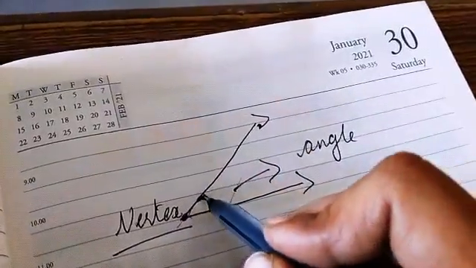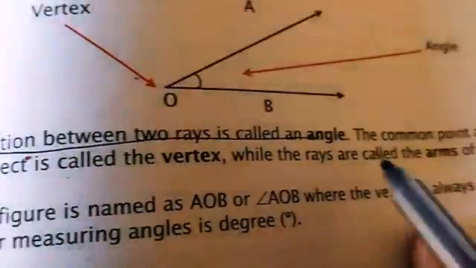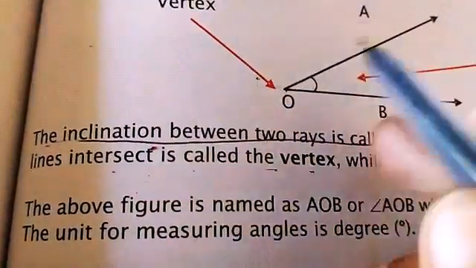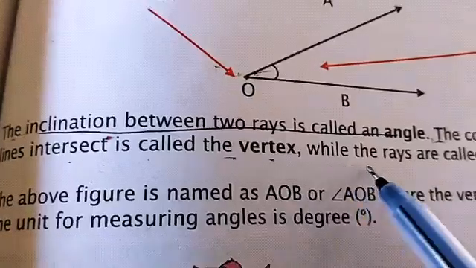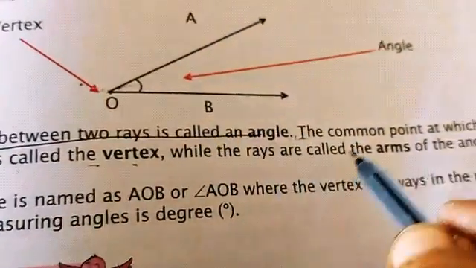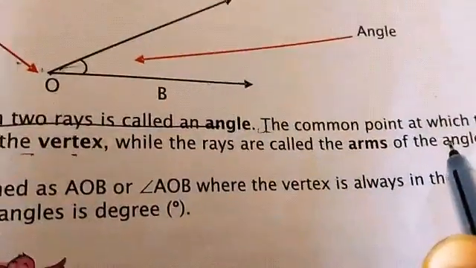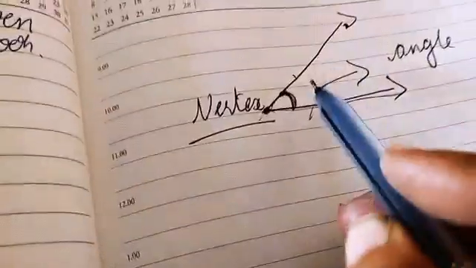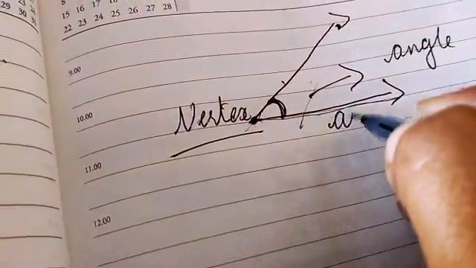Fine. So this is your angle and this is your vertex. This is the definition. Underline it. The common point at which the lines intersect is called the vertex. This is the common point where both rays intersect. The rays are called the arms of the angle. What do we call them? These are called arms, right?